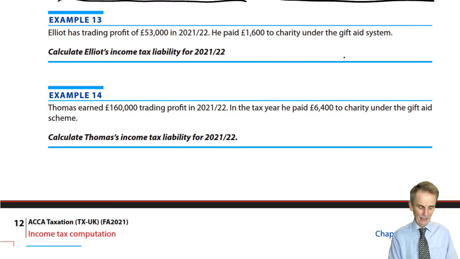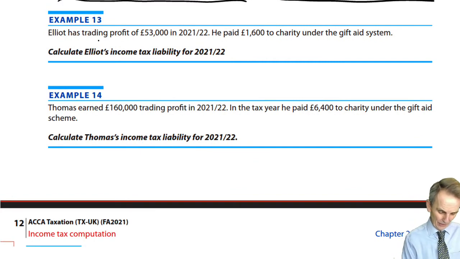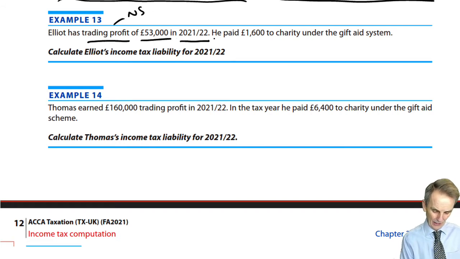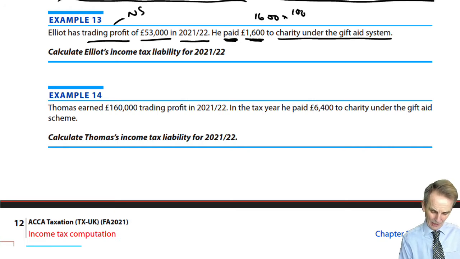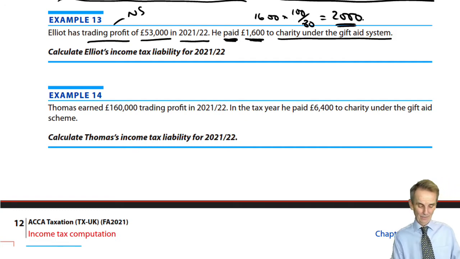Firstly, example 13. Elliot has a trading profit, so non-savings income, of £53,000 in 21-22. He paid £1,600 to charity under the Gift Aid scheme. That's the actual amount paid. We need to know what the gross amount of that Gift Aid payment is. So 1,600 times 100 over 80 to establish what the basic rate tax thereon would have been. That's £2,000. That is your gross Gift Aid payment.